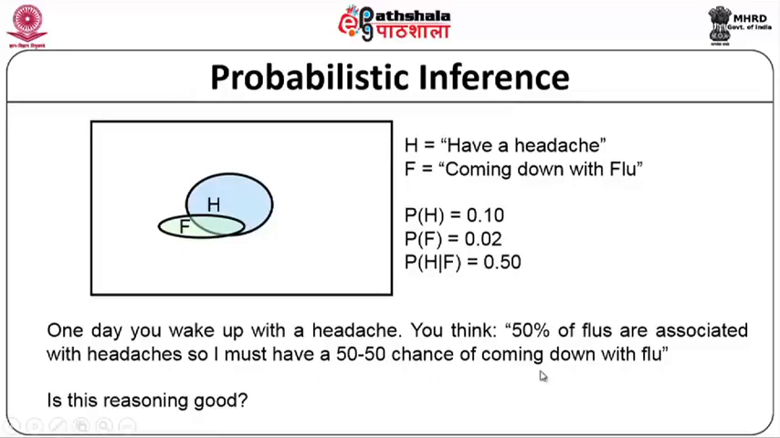How we can determine this is from this conditional probability value. We have identified there is a 50% chance for a patient who comes with the flu to also have headache. So, with this conditional probability, I can come to a conclusion that if I have a headache, then there is a 50% chance for me to have a flu. Whatever we have concluded, we will have to first verify whether it is correct or not.